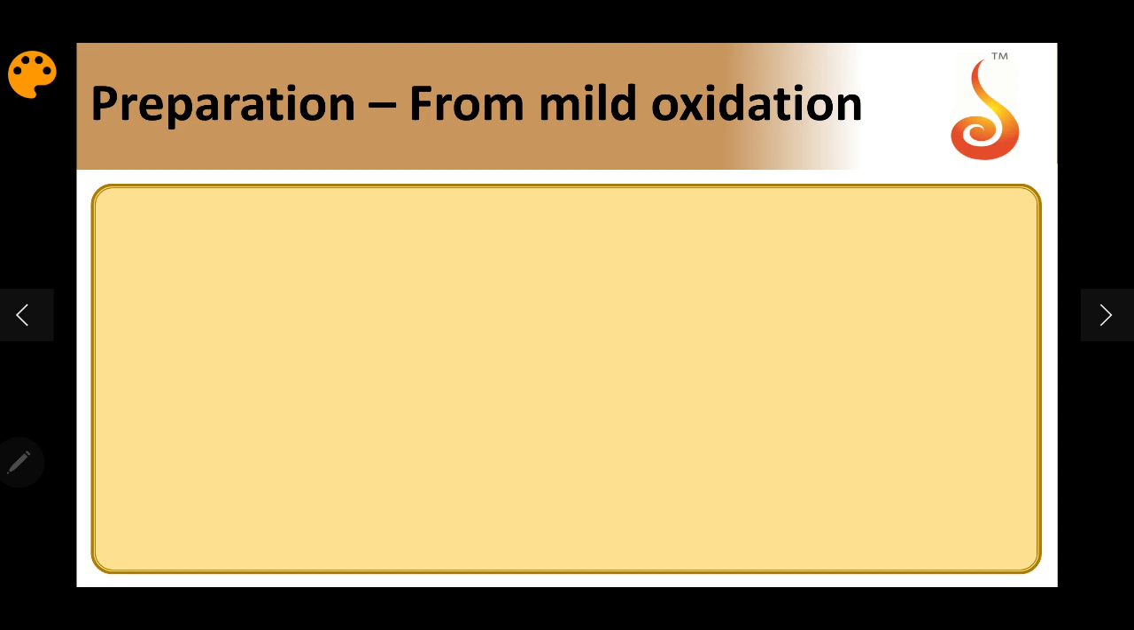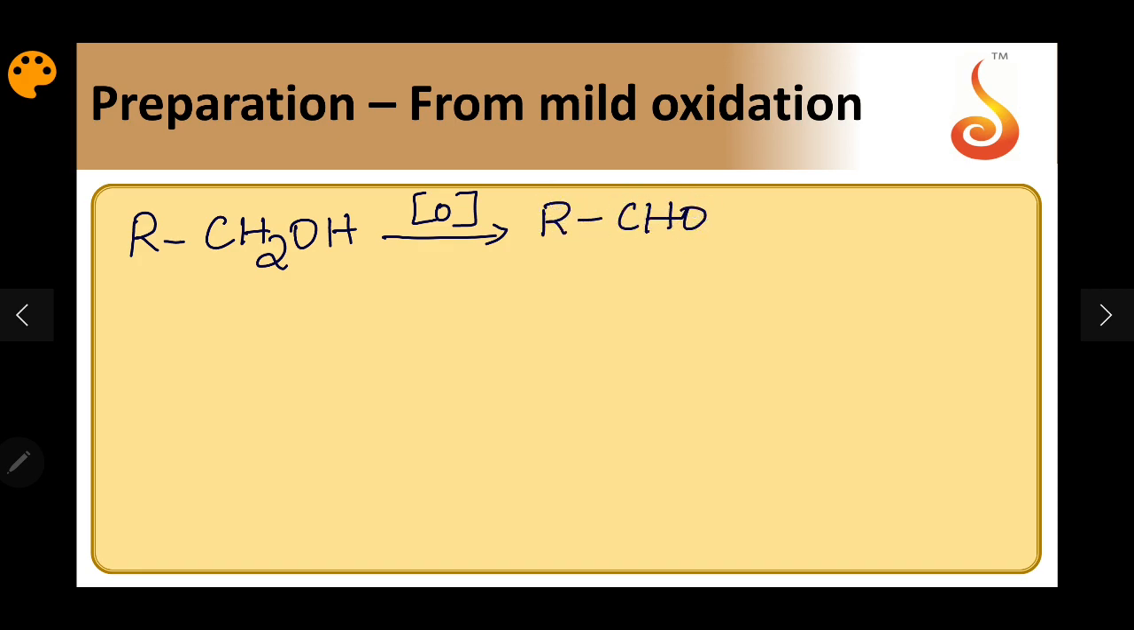Preparation of aldehydes and ketones. First one, mild oxidation. So, we have alcohols. Primary alcohol on oxidation gives aldehydes. Secondary alcohol on oxidation gives ketones.